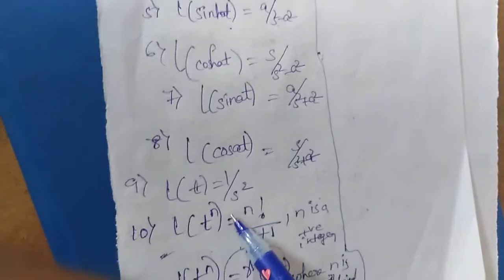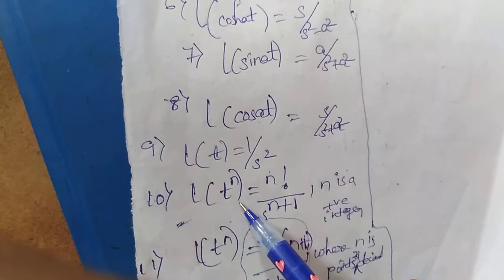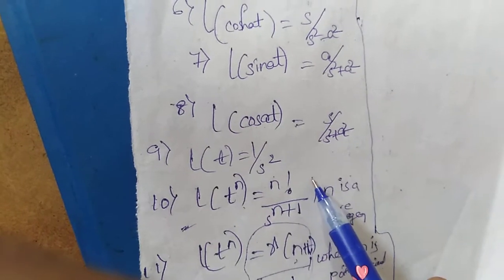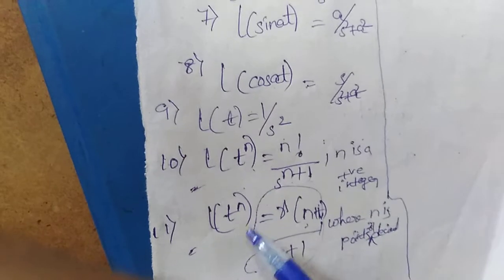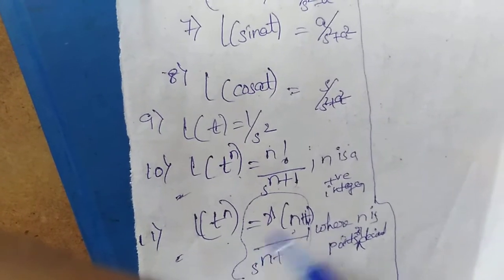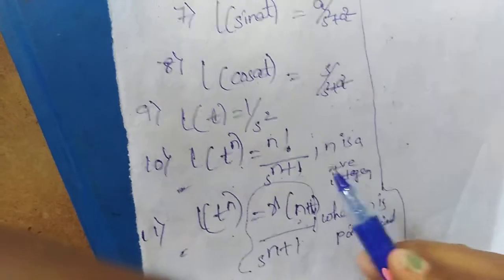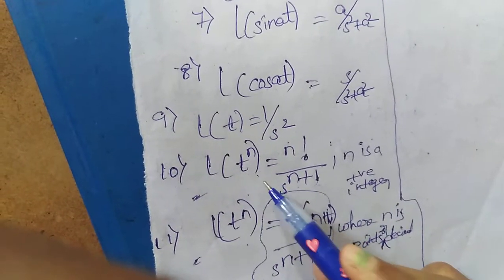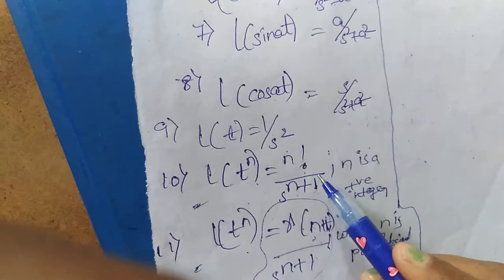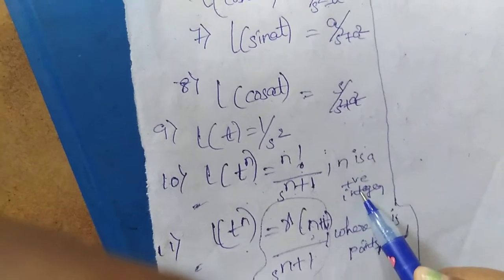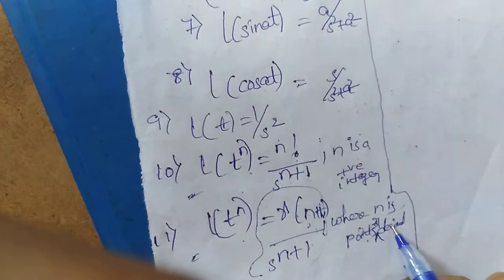Next, L of t equals 1 by s square, and L of t power n equals n factorial by s power n plus 1. Next, L of t power n equals gamma of n plus 1 by s power n plus 1. Why does L of t power n have two solutions? Because the first is written when n is a positive integer, and the second is written when n is a fraction or decimal.